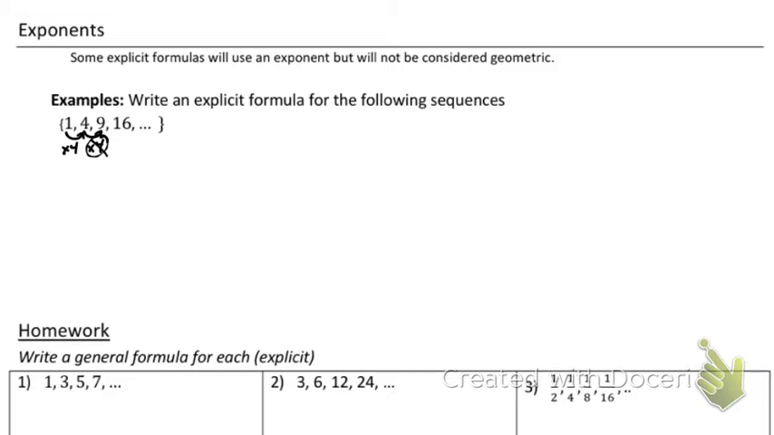So now I want us to think about this. My first term is 1. When I plug 2 in, I need to get out 4. When I plug 3 in, I'm going to get out 9. When I plug 4 in, I'm going to get out 16. First, 1. Second, 4. Third, 9. Fourth, 16. What pattern is happening here?